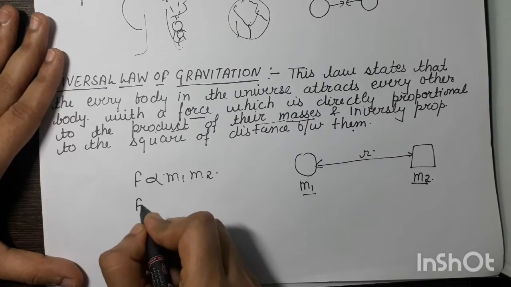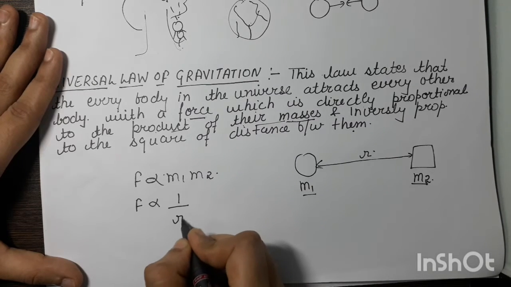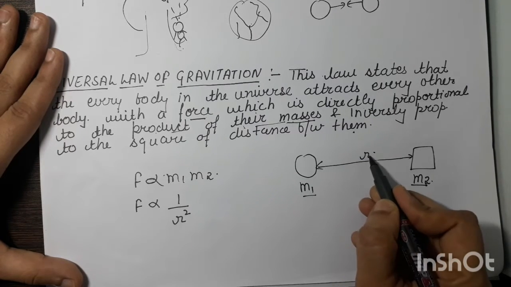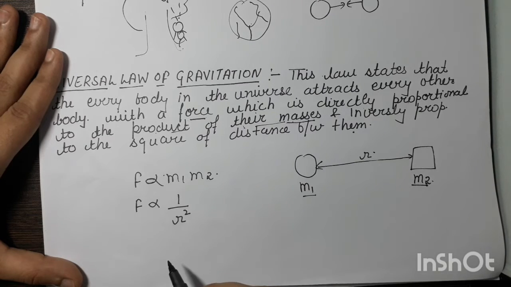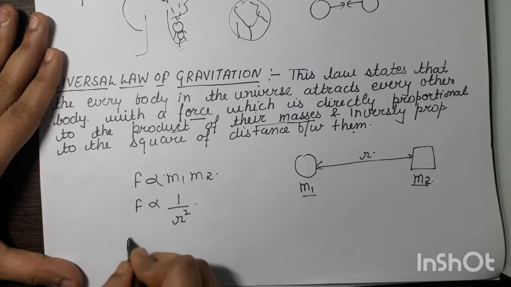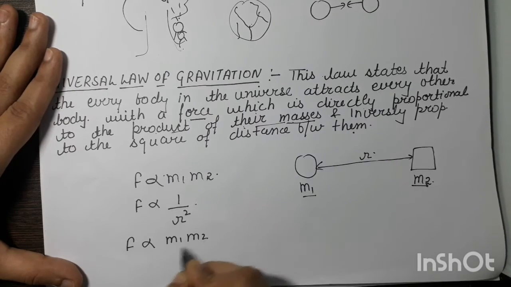So inversely means it will be in inverse, that is 1 by r square, because the distance between the two bodies is r, and it will be inversely proportional to r square. Now when we join these two equations, we will have a formula m1 m2 upon r square.